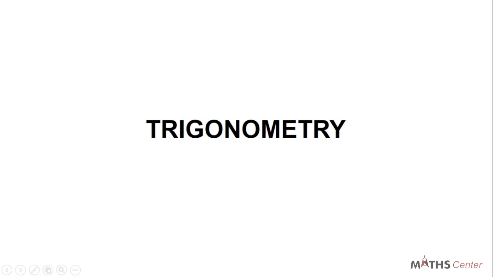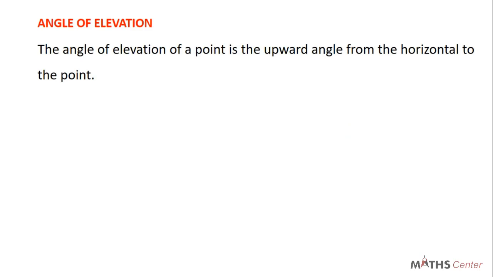We are on the topic trigonometry. In the previous video, we applied the trigonometric ratios and the Pythagoras theorem to solve a practical problem. In this video, we are going to learn about angle of elevation and angle of depression. Let's begin with angle of elevation. The angle of elevation of a point is the upward angle from the horizontal to the point. Let's use an example to explain this statement.